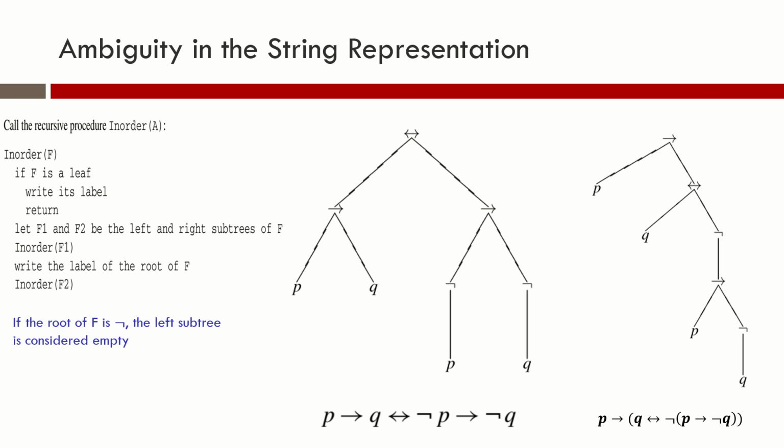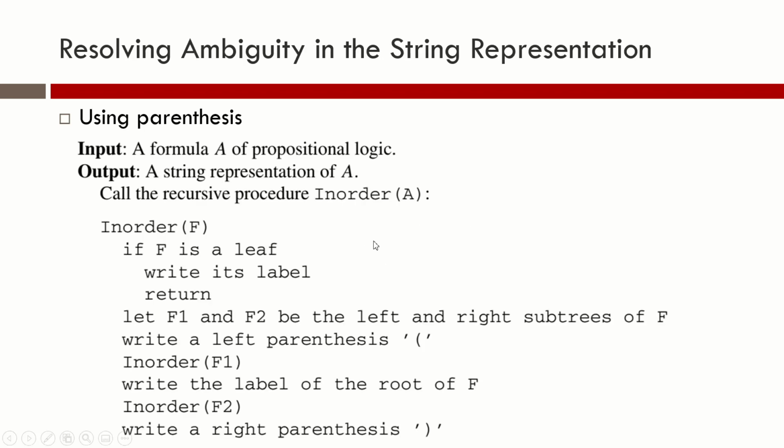To resolve the ambiguity, one method is to use parentheses. So in the same algorithm, we insert the code for inserting a left parenthesis and a right parenthesis. That is the only modification. The rest of the code is the same. We insert a left parenthesis and a right parenthesis in order to resolve ambiguity in the string representation. So this is the second algorithm, which is a modified version of the first one, where we use parentheses in order to resolve ambiguity.